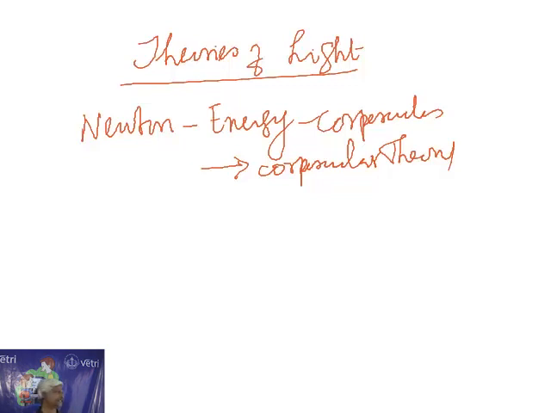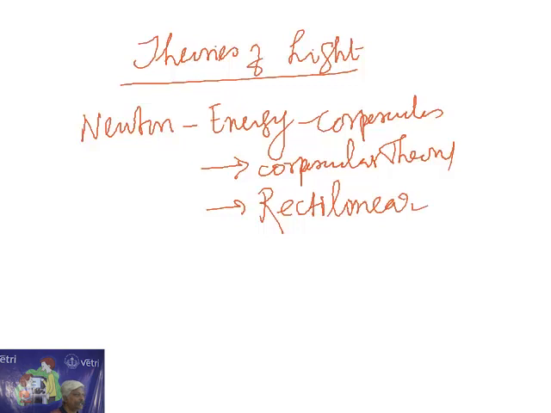Everything we have discussed. But the transmission of energy through corpuscles in the form of a straight line, this theory tells about rectilinear propagation. Rectilinear means straight line. So the transmission of energy through corpuscles in the form of a straight line is called rectilinear propagation. What is rectilinear? The transmission of energy through corpuscles in the form of a straight line. Hence it is called rectilinear propagation.